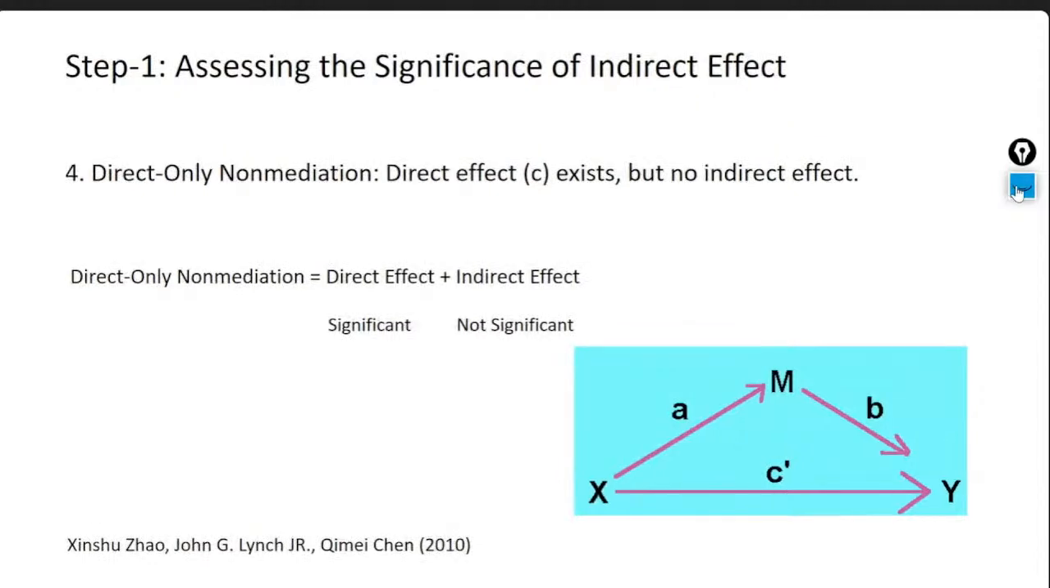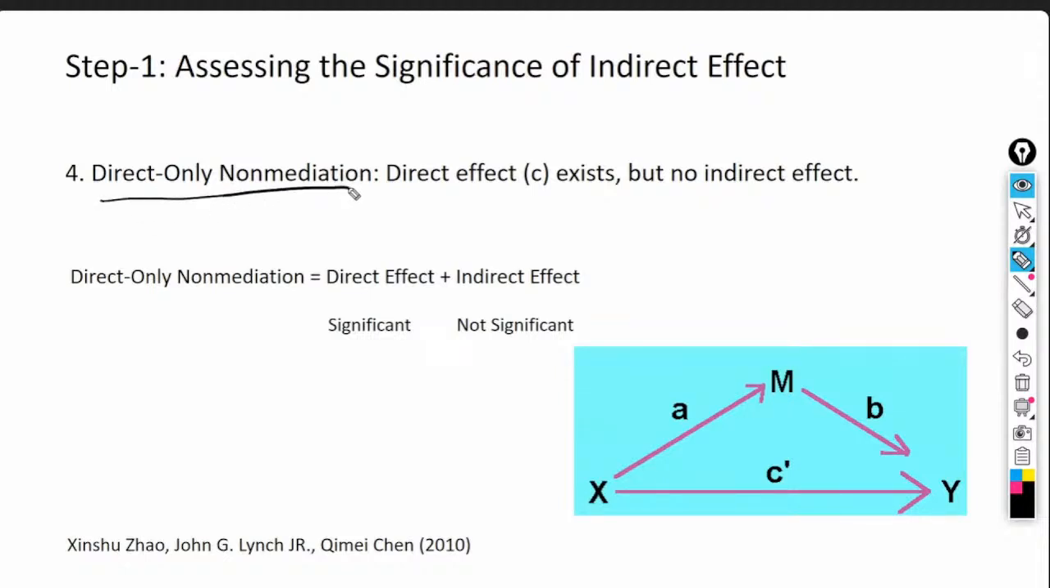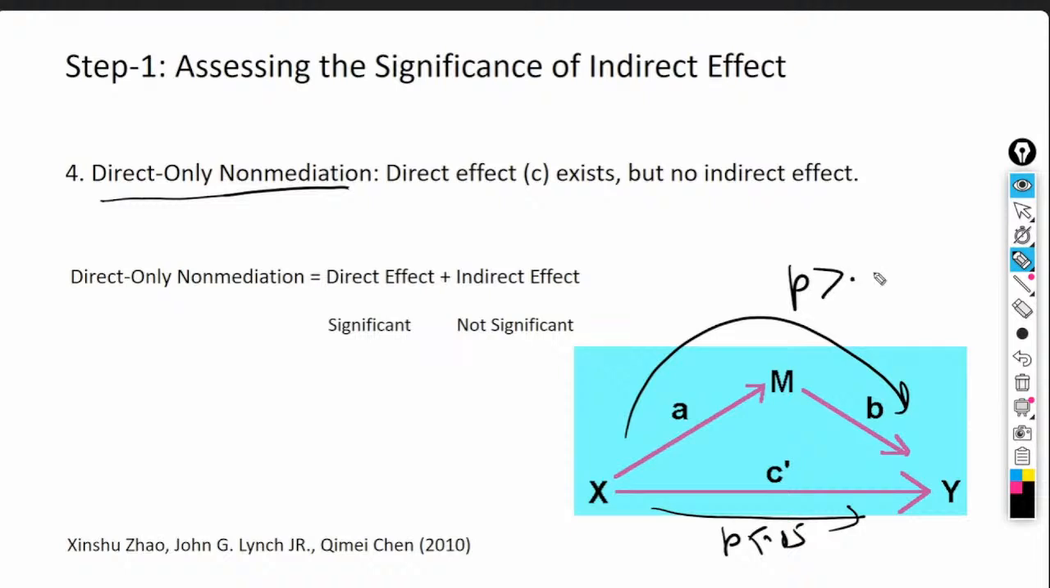Then the fourth condition, direct only non-mediation, means the direct effect is significant, p value, but the indirect effect is not significant. If the indirect effect is not significant, it means no mediation, but the direct effect is significant. That is why we are saying direct only non-mediation.